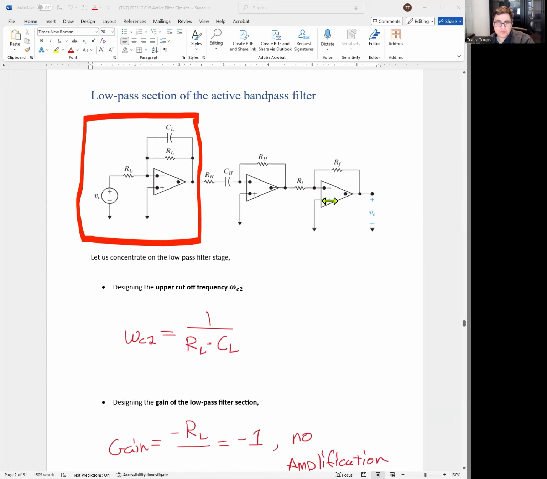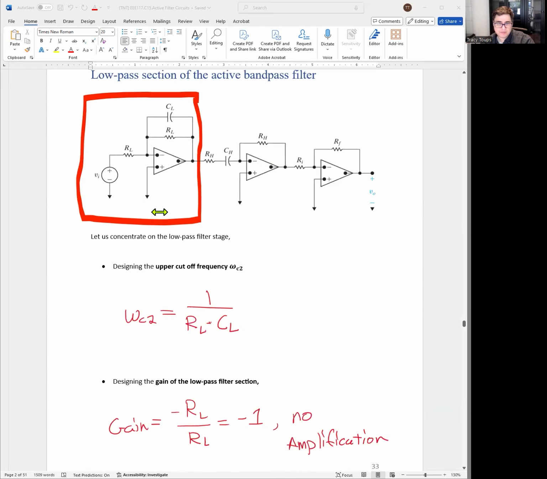So let's concentrate on the low pass filter section first, the first one in red here, right? Remember we have an upper cutoff frequency, that's a frequency at the higher end, because remember, low pass filter, we let everything below the omega C2 point through, and afterwards, at high frequency, it gets shut off. Okay, so our upper cutoff frequency, omega C2, is always going to be equal to 1 over RLCL. So you can literally pick these two, and this would be your higher cutoff frequency. And then anything past that frequency, this circuit will attenuate it and cut it off.